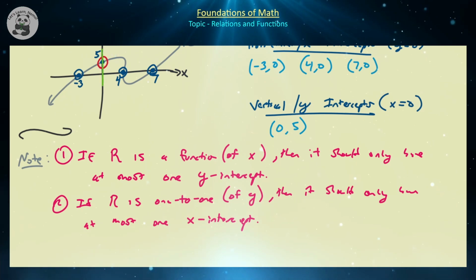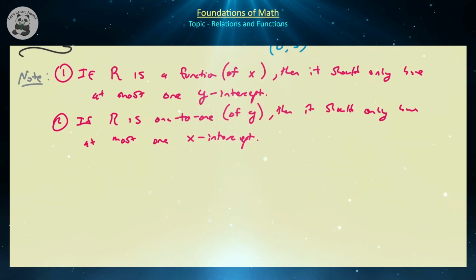If we were to draw a vertical line out along the y-axis, and it crosses more than once, that means it would have more than one y-intercept. And if we were to draw a horizontal line along the x-axis, if it crosses more than once, then it would have more than one x-intercept, and also be not 1 to 1. So this is just some of the basics. And it's very easy to see the x and y-intercepts if you're given the graph.